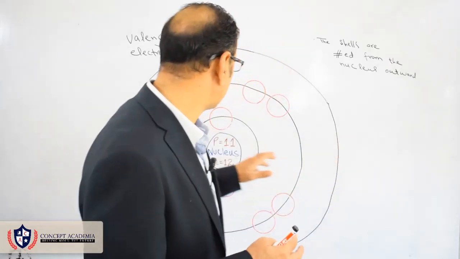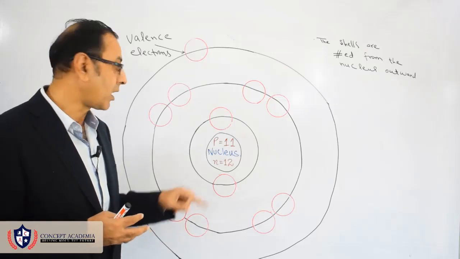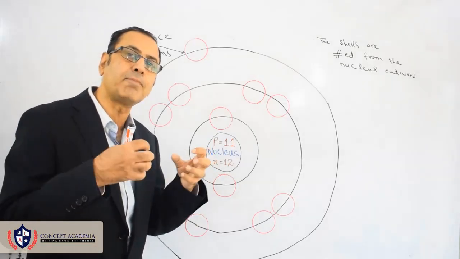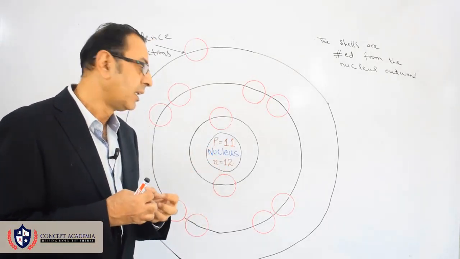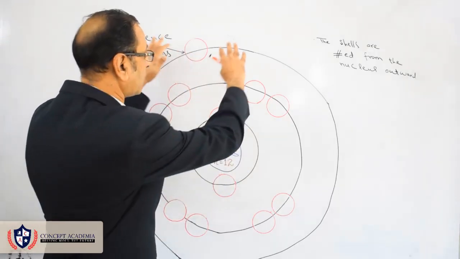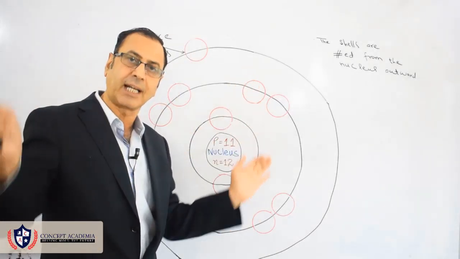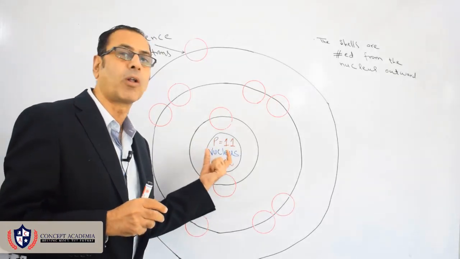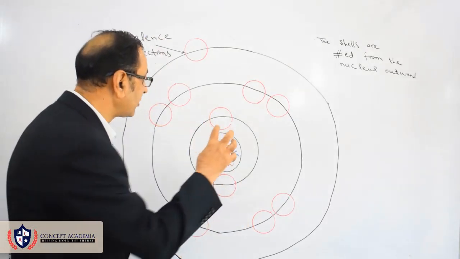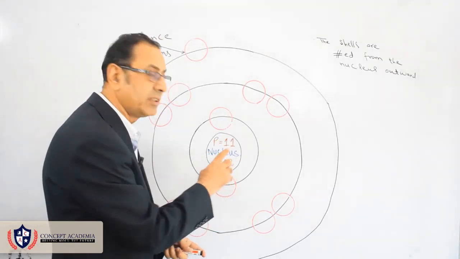In the center of the atom, which we call the nucleus, there are protons and neutrons. Protons and neutrons are held tightly packed together in the center of the atom, and this is a very small portion as compared to the total size of the atom. So the nucleus is of very small size as compared to the total size of the atom, and in that very small size, protons and neutrons are packed together. That is called the nucleus. So the nucleus has protons and neutrons.